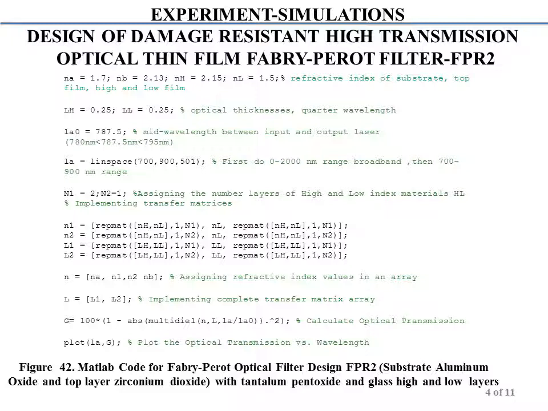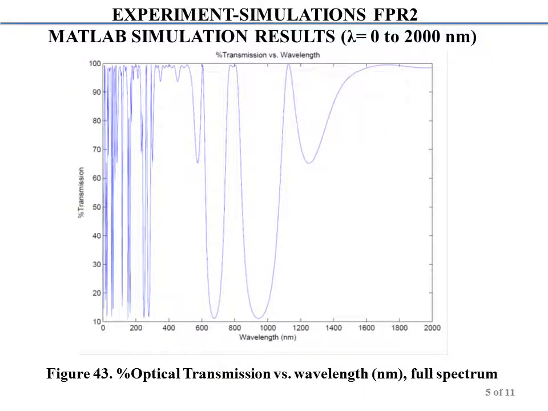And essentially what we do is we do a sweep 0 to 2000 nanometer range broadband, then focusing on 700 to 900 nanometer range. And so we assign a number of layers of high and low index material, and we assign the refractive indices. We put them inside an array, and we implement a complete transfer matrix array, and then we calculate the optical transmission and plot it. So this would be the example for the Fabry Perot number 2, where the substrate is aluminum oxide, zirconium dioxide top layer with tantalum pentoxide and glass as the high and low layers.